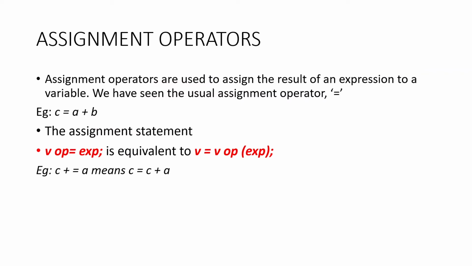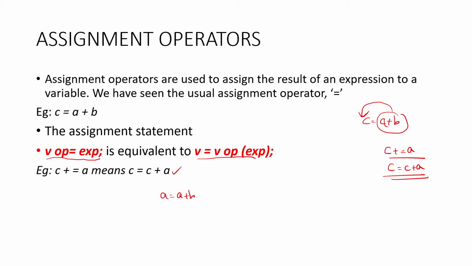Now assignment operators. We know that when we write C equals A plus B, here A plus B is evaluated and that value is assigned to C, using the equal symbol. Now one thing we need to know is that you can write it as variable, operator, equals, expression. For example, C plus equals A means C equals C plus A. Both of these are equal, as given here. A equals A plus B can be written as A plus equals B.